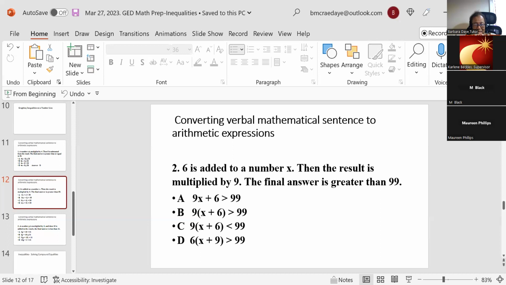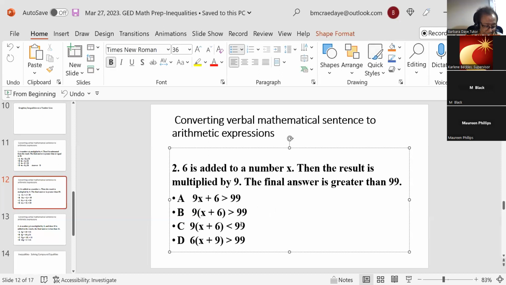Is the answer... I have two in mind. There's only two that say 6 added to a number X. What are those two choices? These ones. No, that's 9 added to X. I'm not sure about one of them. Okay, nine added to X is B and C. That's the only two choices, right? Yes. And it says greater than 99. So which one says greater than 99? That's B. That's the answer. Answer B.